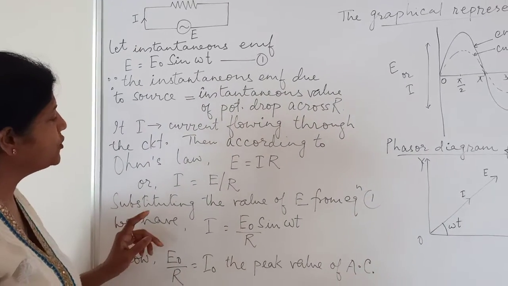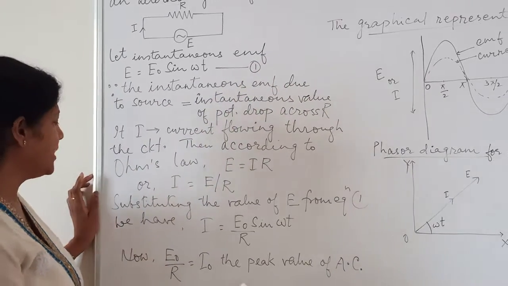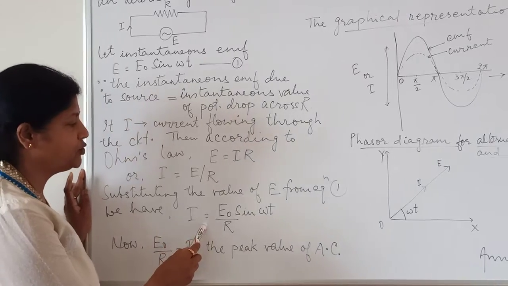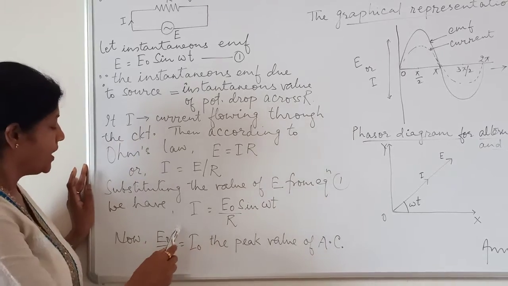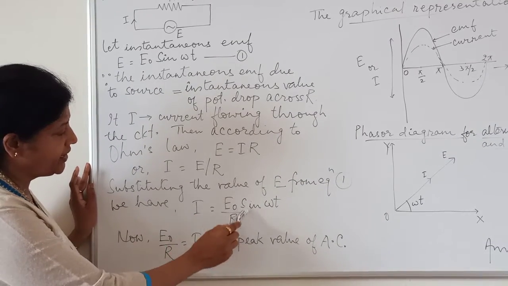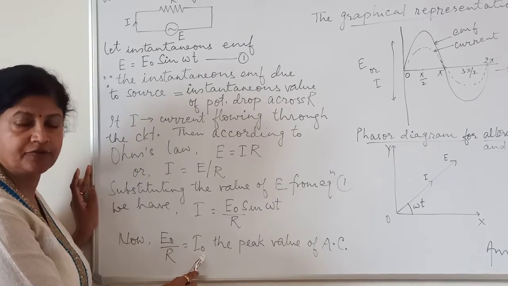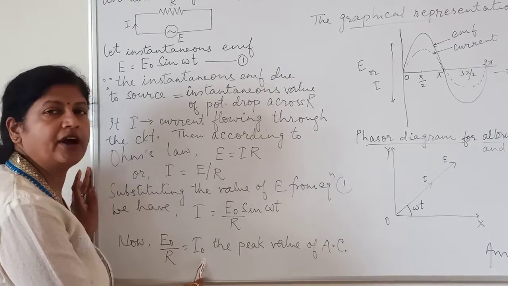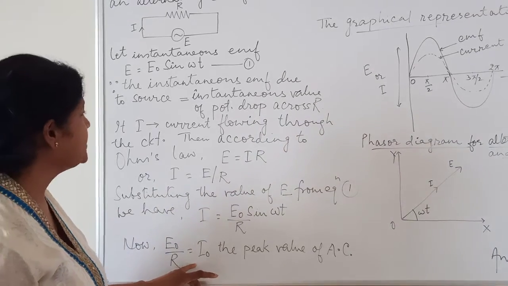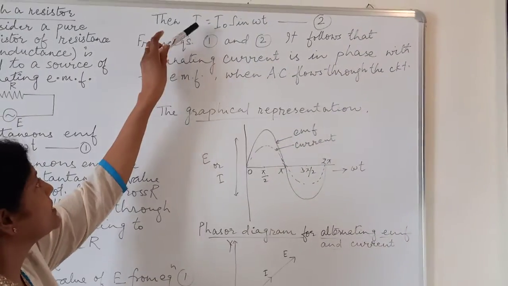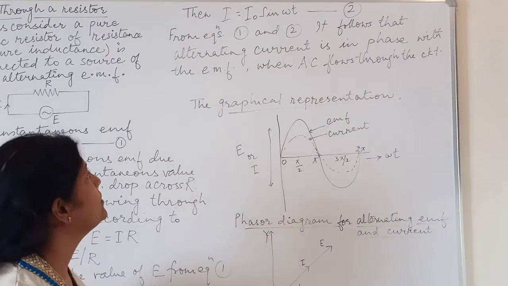Now we substitute the value of E from equation 1. Then we get I is equal to E naught sine omega t upon R. Let this quantity E naught upon R be I naught. We know that I naught is the peak value of alternating current. So we can write I is equal to I naught sine omega t. Let it be equation number 2.